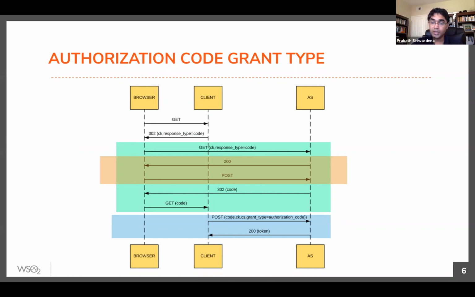So response type is an indicator to the authorize endpoint of the authorization server on how it has to form the response, or else what tokens it has to include in the response. So here when we set the response type to code, that means the authorization server should send back a code to the client application, right? So that's called response type.